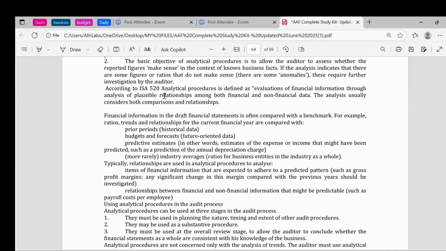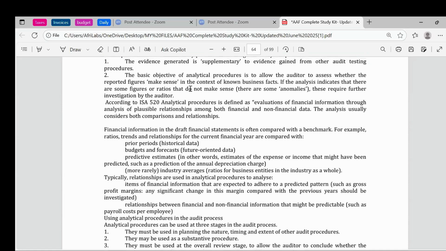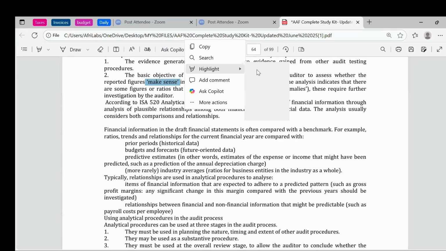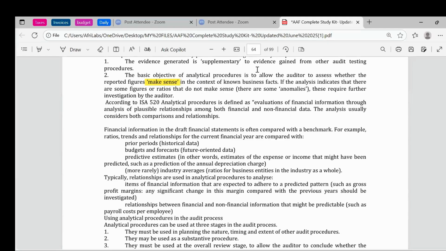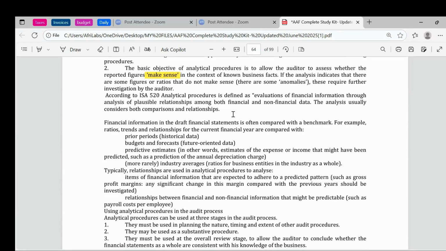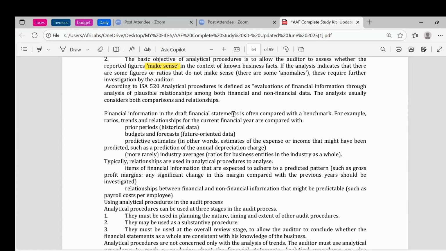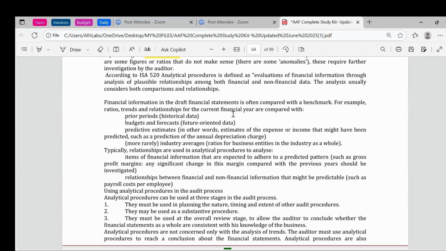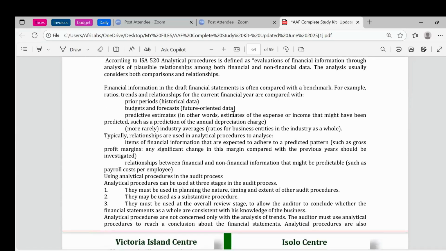Number two is that the objective of analytical procedures is to assess whether the reports make sense in terms of business-related facts. Does it make sense? You're trying to prove the reasonableness of the figures that have been given to you and whether there are no anomalies. Anomalies are like deviations. Moving on, according to ISA 520, it is the evaluation of information through the analysis of plausible relationships that exist between financial and non-financial data.